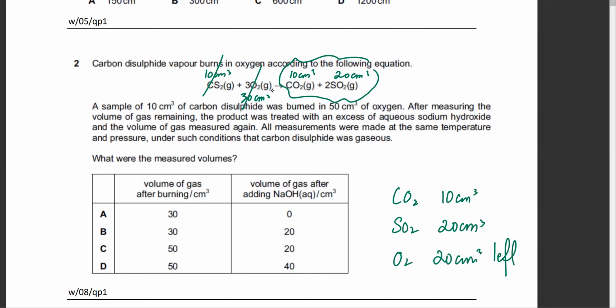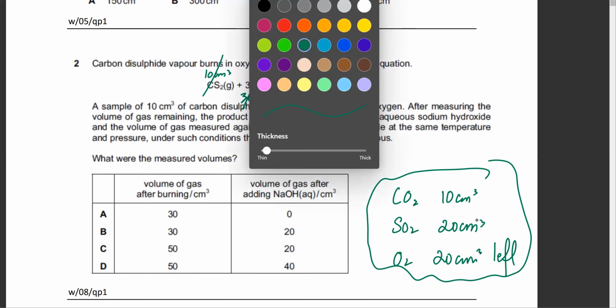Now the question has some extra steps. This is your resultant mixture, what you have at the end. The question states that after measuring the volume of gas remaining, the product was treated with an excess of NaOH and the volume of gas measured again. So this is everything that you have at the moment after the reaction.